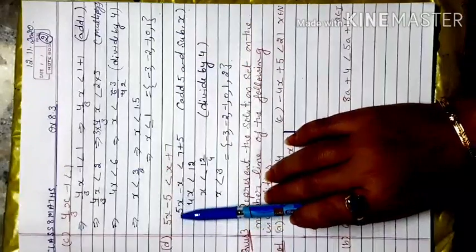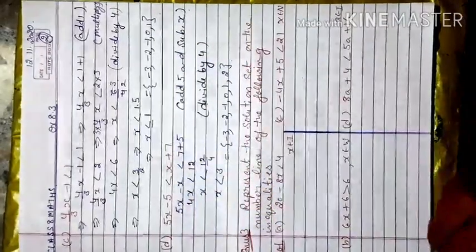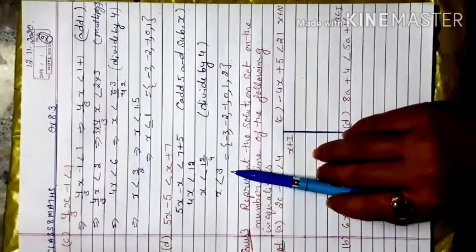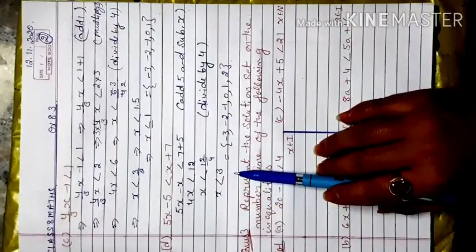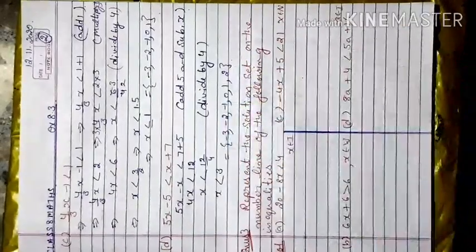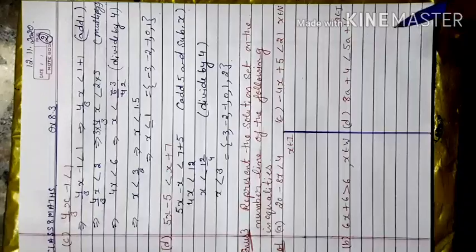Similarly, 5x minus 5 less than x plus 7. When you solve this one, I get x value less than 3. So all values not including 3, that is minus 3 to 2 from my universal set, will be considered as my solution set of this inequality.